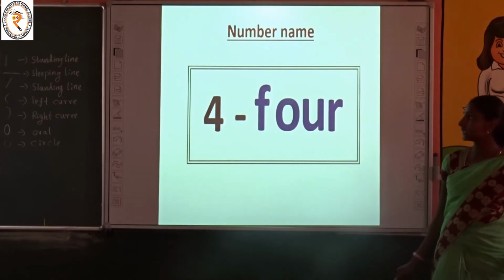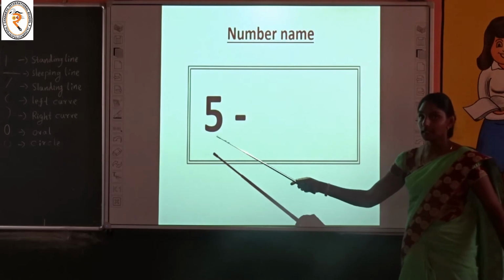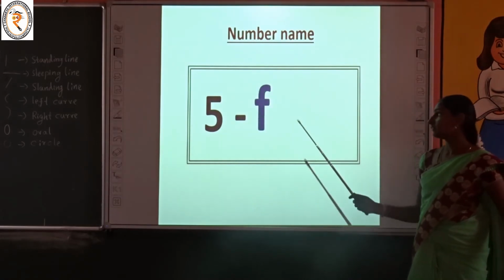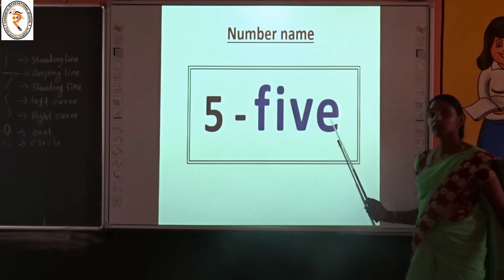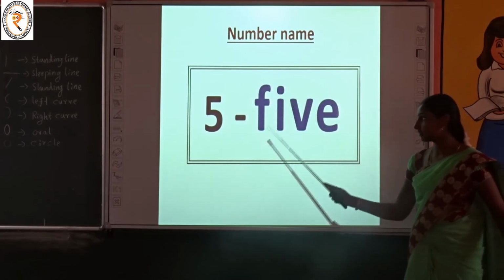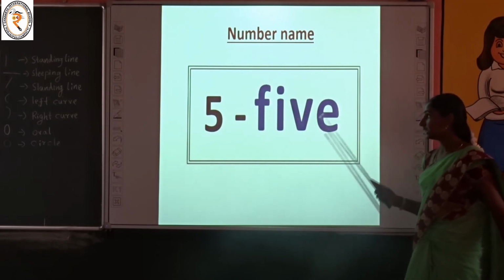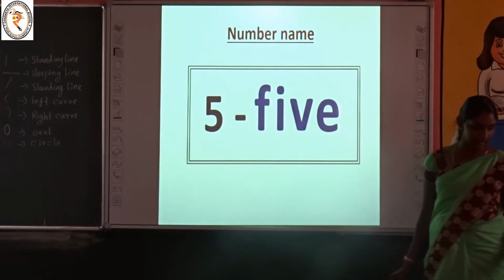Shall we move on to the next? What it is, children? Number 5. Shall we learn the number name 5? F-I-V-E, 5. Spell with me. F-I-V-E, 5. Very nice, children.